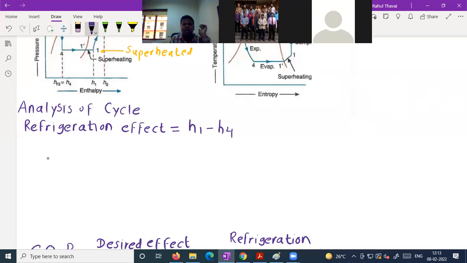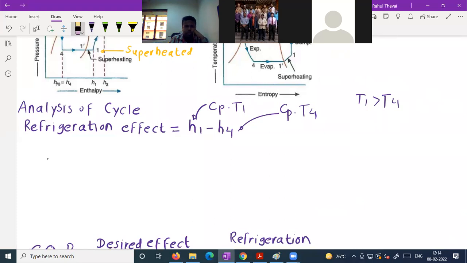Why? Because what is H1? H1 is given by Cp into T1. What is H4? It is given by Cp into T4. Obviously, when the fluid gets evaporated, the temperature will increase. That means T1 is greater than T4. That's why I'm taking H1 minus H4. Is that okay? Let me know.